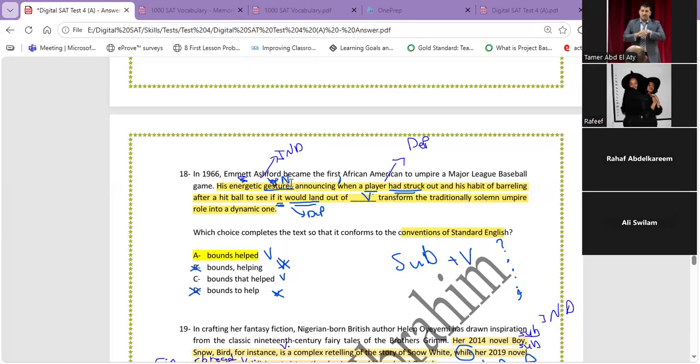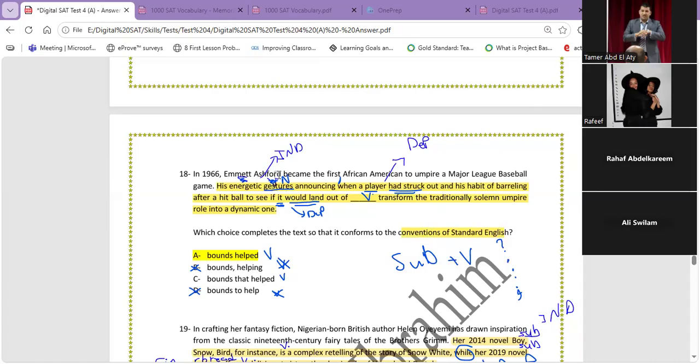So where is the verb? Where is the verb for this one? We can't find it. When a player, so this is a dependent. We have the subject here, player, had struck a verb, out and his habit of barreling after a head ball to see if it would land. I got another dependent clause.